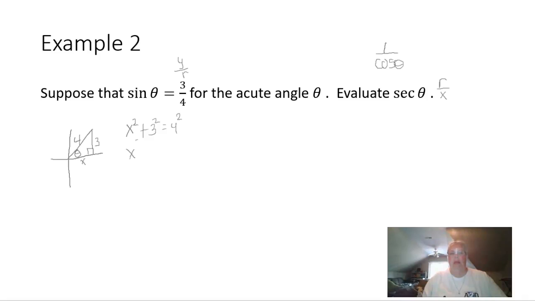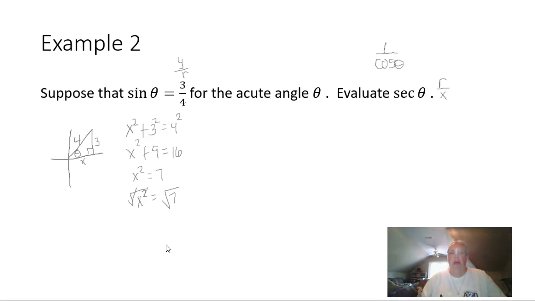All right, so we have x squared plus 9 equal to 16. That means x squared is equal to 7. And when we square root both sides, that's going to give me the square root of 7.